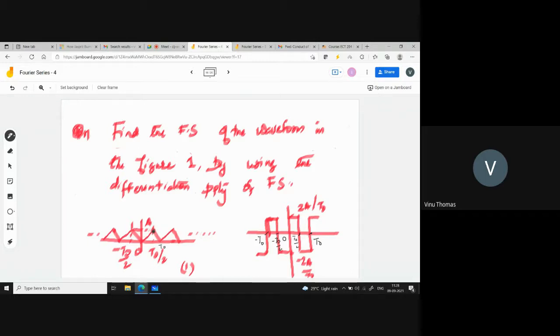So what is the slope here? What's the slope here? Namita?